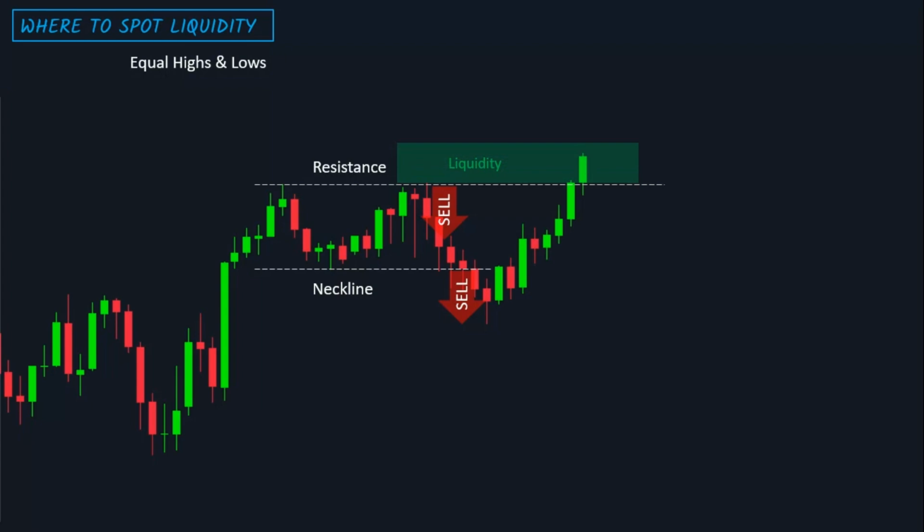They drive the price just above the equal highs to grab the buy-side liquidity, filling their large sell positions at premium prices. Once that liquidity is absorbed, the market typically reverses sharply and begins moving lower, leaving retail traders trapped on the wrong side of the move.